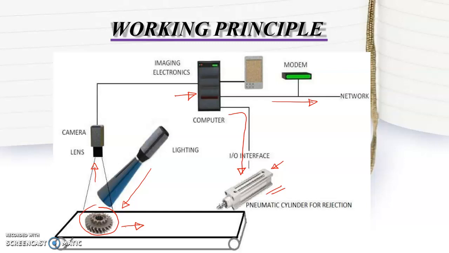With the communication, if the product has some defects, and the computer decides that this is not acceptable or rejectable, then what will happen when it is moving and arriving here? This pneumatic cylinder will push this component out of this conveyor. So that is the action. And if it is acceptable, then there will not be any action from this pneumatic cylinder, and it will be transmitted to another station for further working.